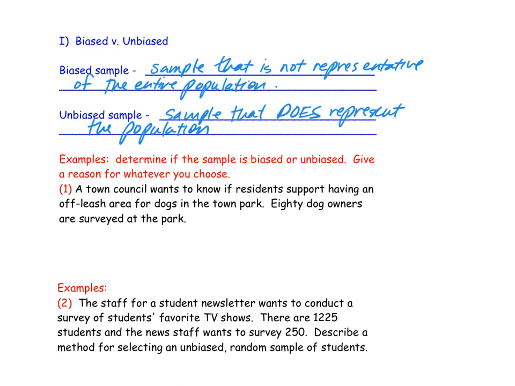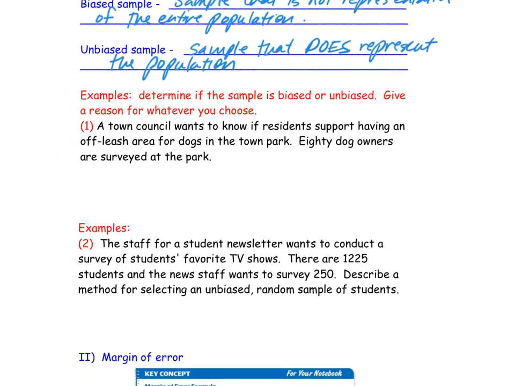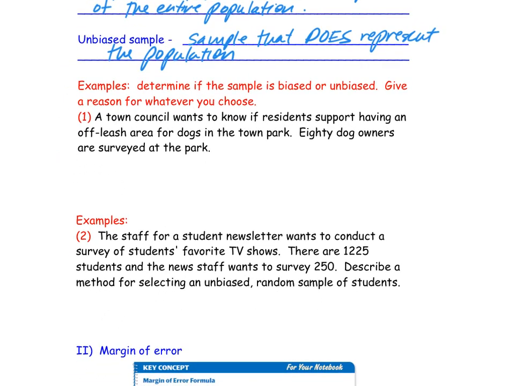All right, so look at some of these examples and try to determine, really, these are just yes or no questions. So I'll give you a second. You could read these, and then we'll come back and talk about whether they're unbiased or biased. So if you paused and read, looking at number 1, it says the town council wants to know if residents support having an off-leash area for dogs in the park. 80 dog owners are surveyed at the park. Is that a biased or unbiased sample?